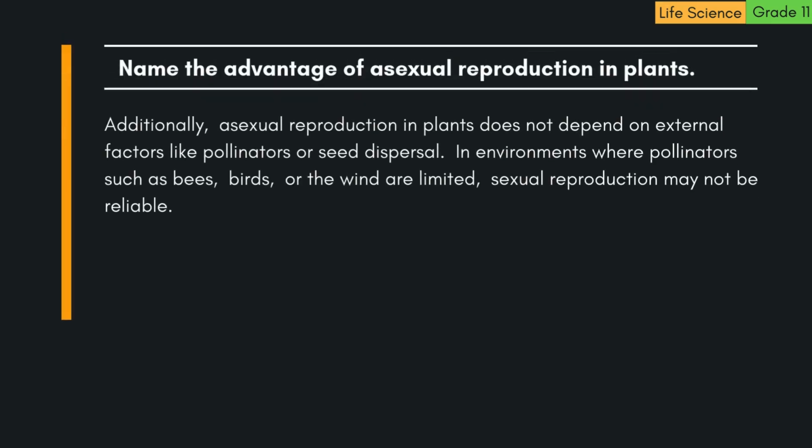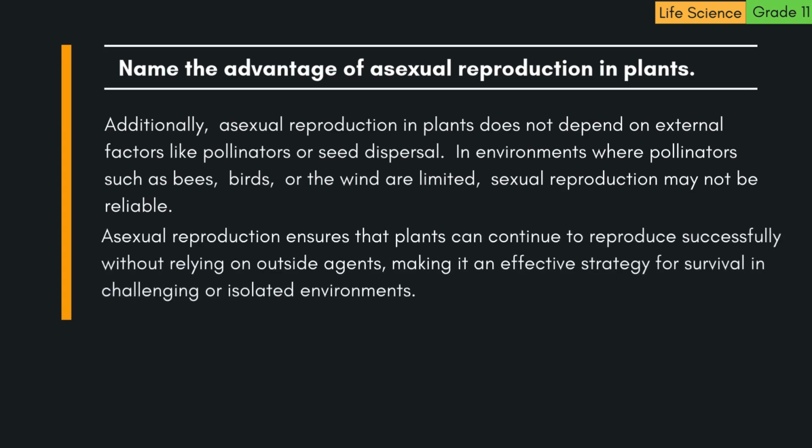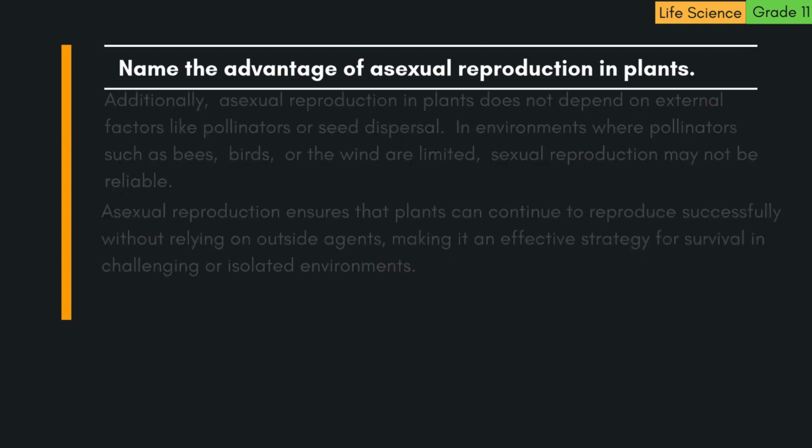4. Additionally, asexual reproduction in plants does not depend on external factors like pollinators or seed dispersal. In environments where pollinators such as bees, birds, or the wind are limited, sexual reproduction may not be reliable. Asexual reproduction ensures that plants can continue to reproduce successfully without relying on outside agents, making it an effective strategy for survival in challenging or isolated environments.